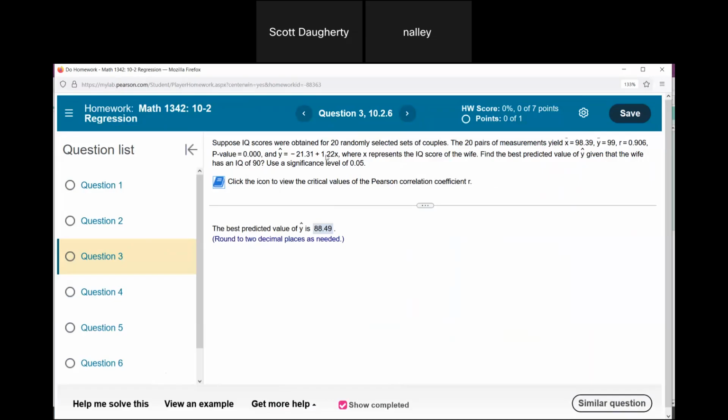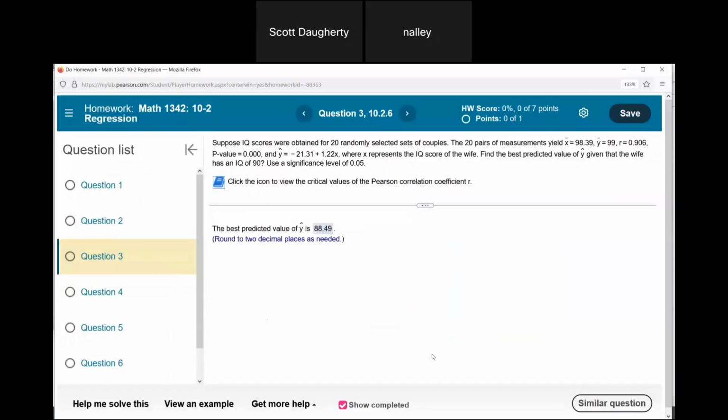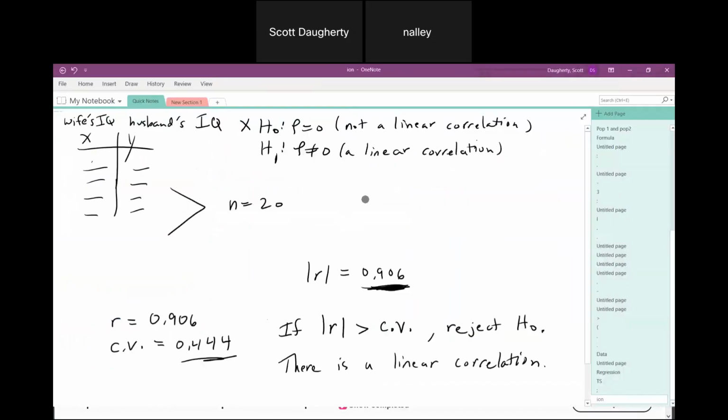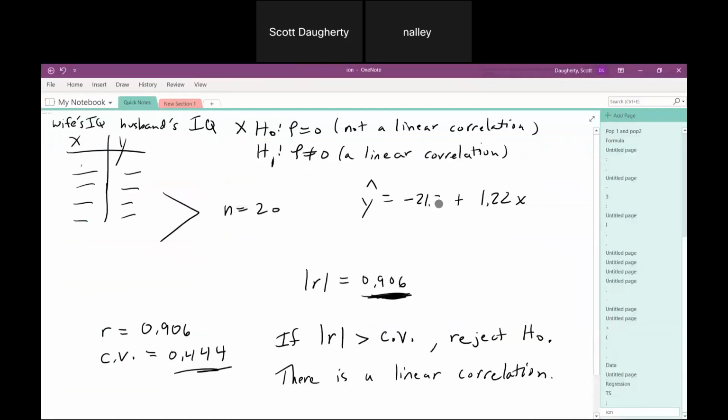So this is the model for that line. So anyway, you would plug 90 into the line this time, right? So let's just do that and see what we get. It's going to be 90 times 1.22. Let me just write it out to be clear. So here's your regression line. And then I'm plugging 90 in for the X value here, right?